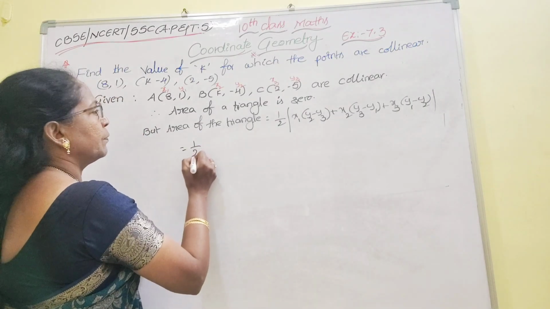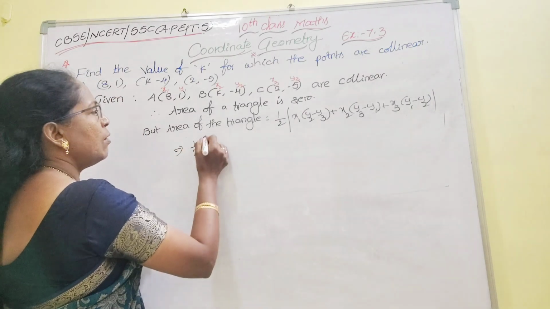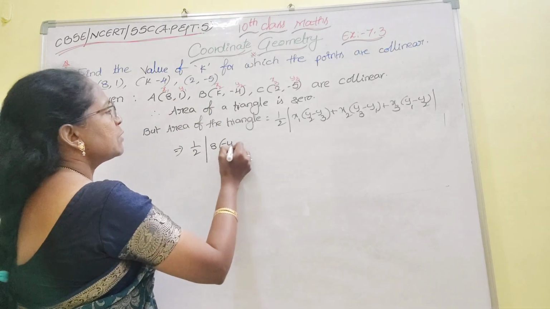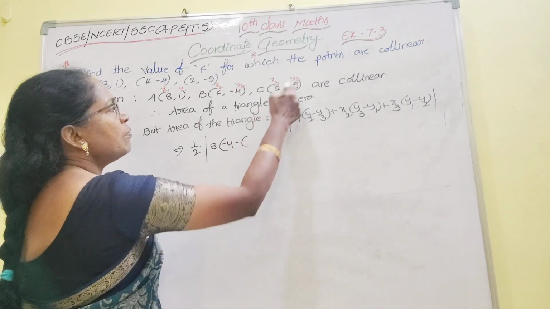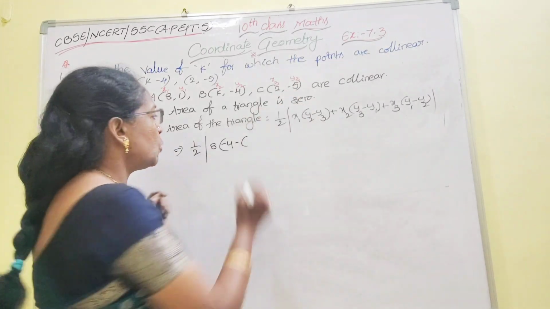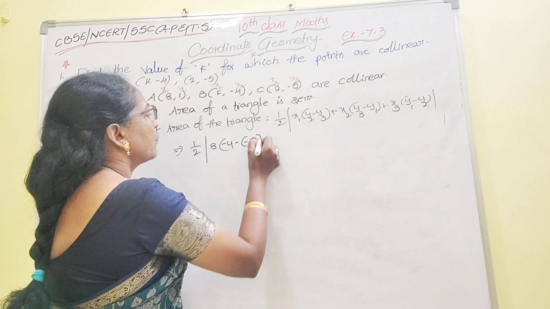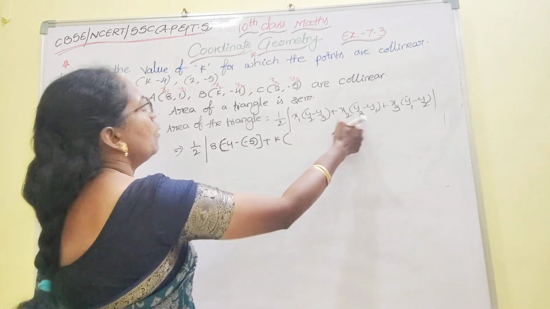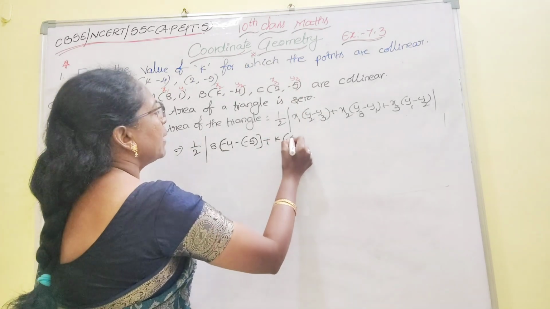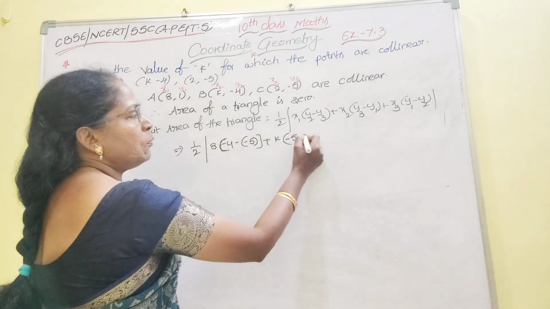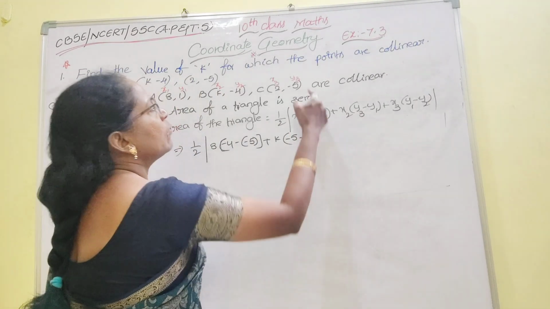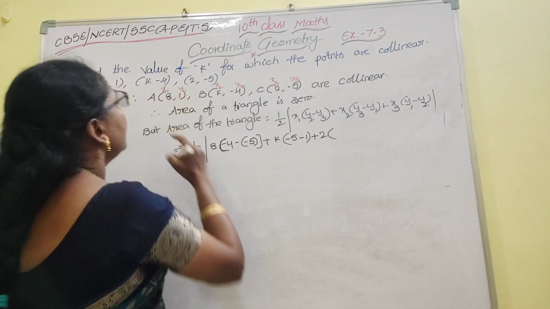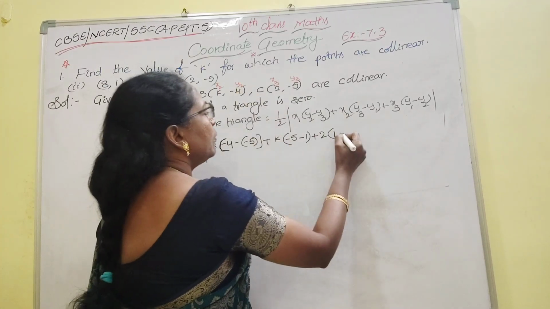So half modulus of, where x1 equals 8, into (y2 equals minus 4, minus y3 equals minus of minus 5). The y3 value is already given as minus 5, so keep it in a bracket, minus 5, plus x2 equals k into (y3 minus y1), where y3 equals minus 5 minus y1 equals 1, plus x3, where x3 equals 2, into (y1 minus y2), where y1 equals 1 minus y2 equals minus 4.